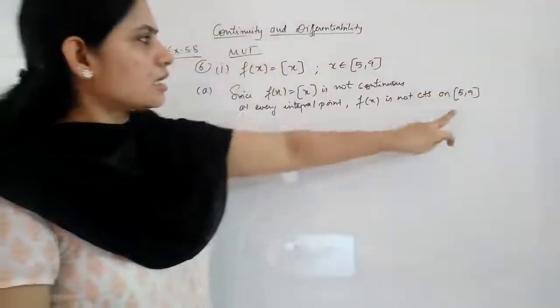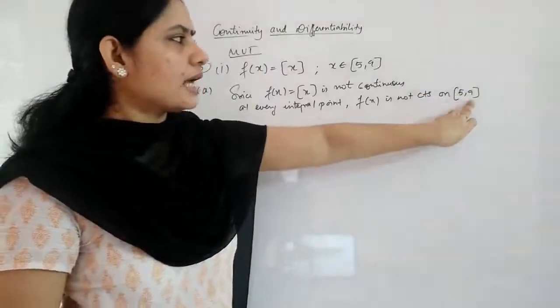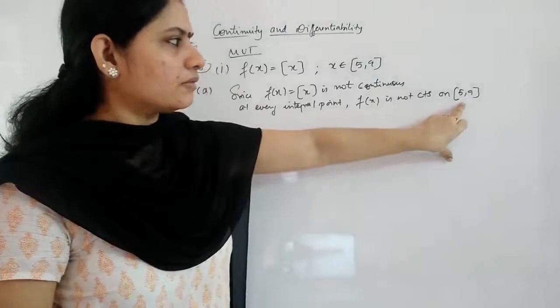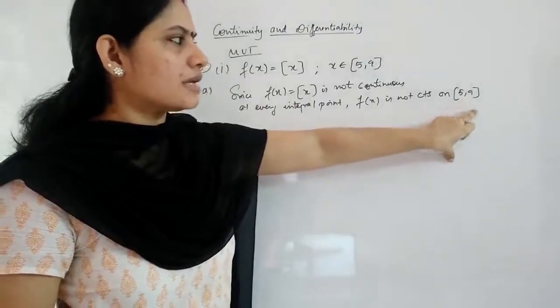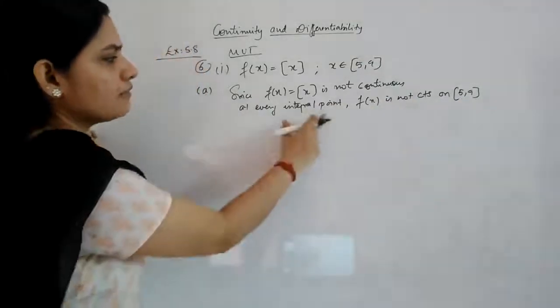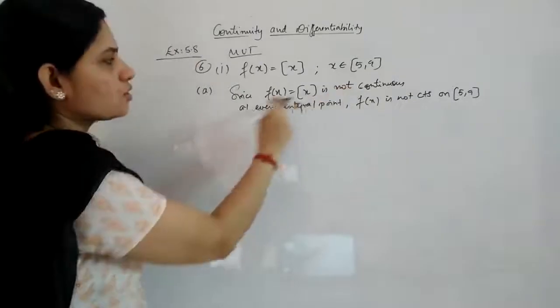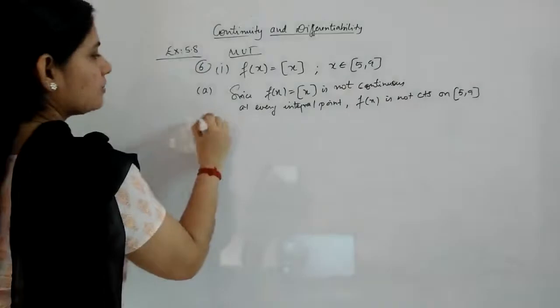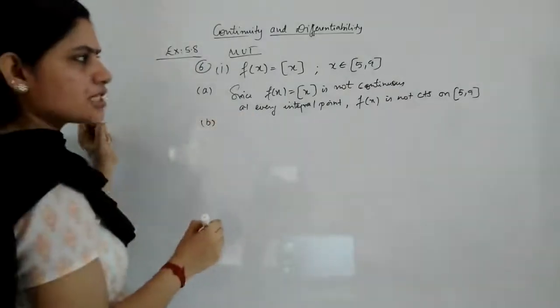Because here at the integral points 5 and 9 it will not be continuous, and in between you have more integers, that is 5, 6, 7, 8, 9. At all those points you have a discontinuity. So the function is not continuous in that closed interval. Now for the second part, for differentiability.